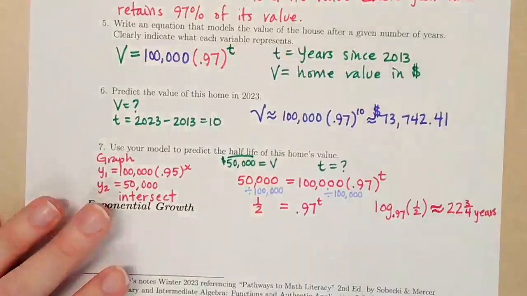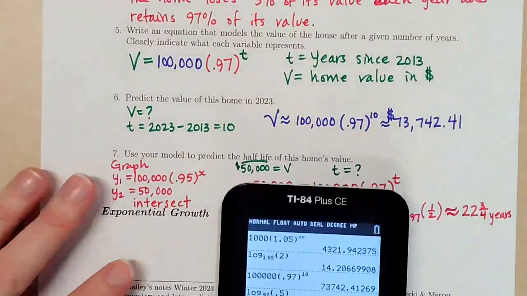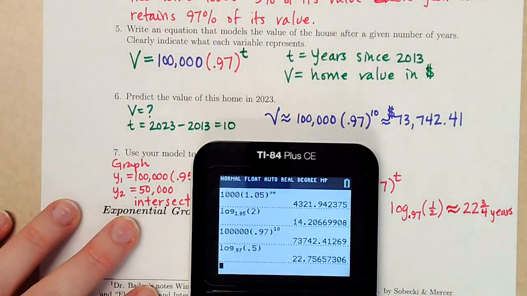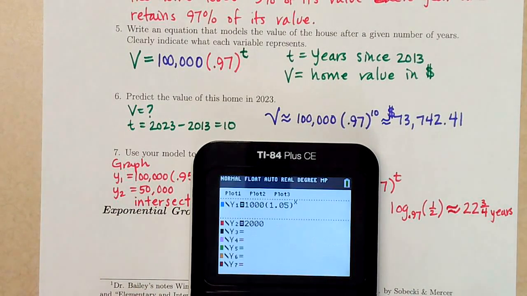Okay. If we were going to do it the other way, we really would need to go into Y. We would have to put in 100 times 0.97 to the x.